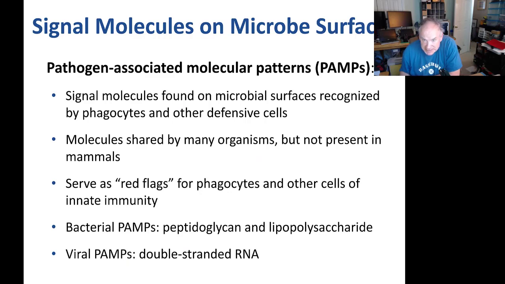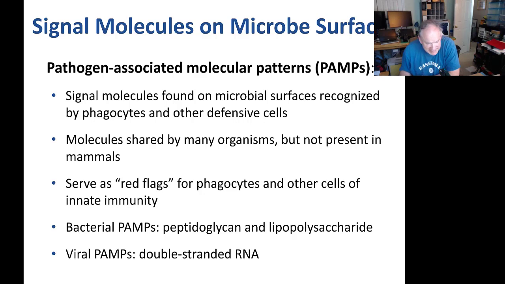The PAMPs we talked about are pathogen-associated molecular patterns. These are signal molecules found on surfaces. These are sugar-protein type arrangements. These molecules are shared by many organisms and not present in mammals. They serve as red flags for phagocytosis and other cells. It's a unique barcode, I guess you could say. The bacterial PAMPs are peptidoglycan and lipopolysaccharide. Peptidoglycan is a protein and sugar, and lipopolysaccharide is a long strand.